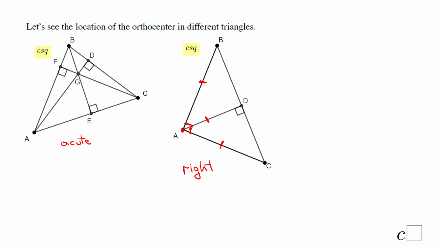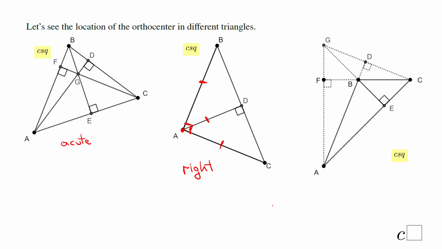One of the vertices is the right angle of the right triangle. And we have another case, the last case. Look at here, the triangle ABC is this obtuse triangle, right? I want to be sure you see it. This is an obtuse triangle. Okay, obtuse.